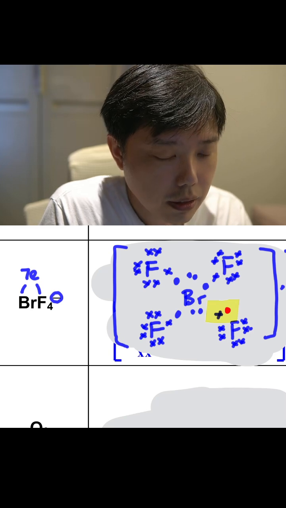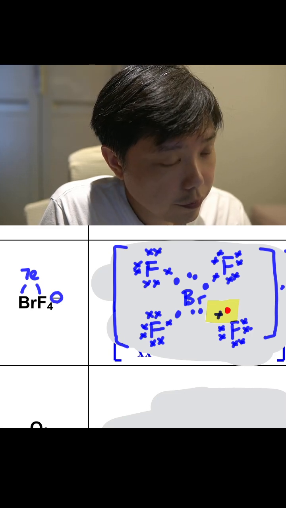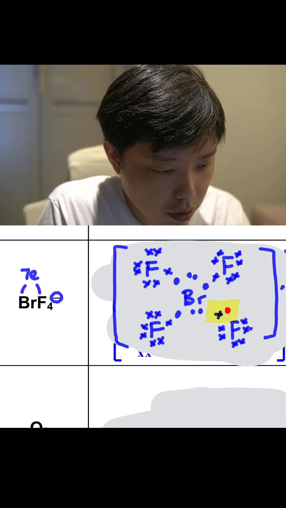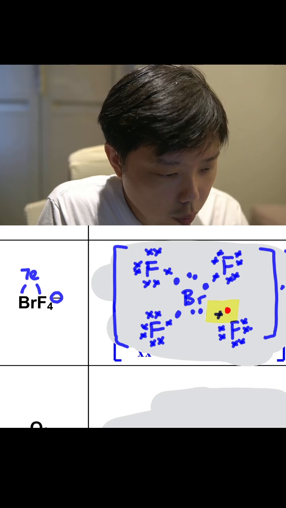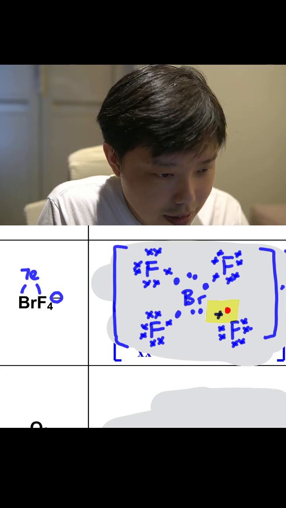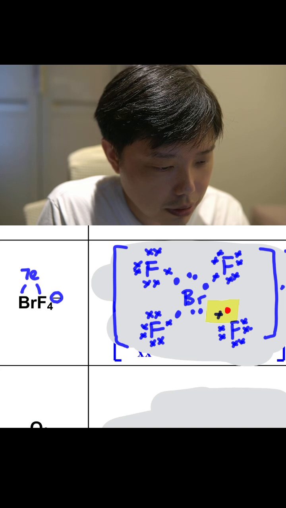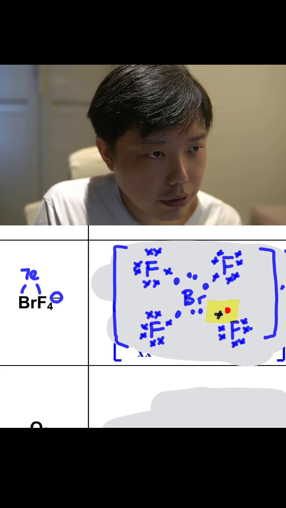Bromine being in the 4th period, it can expand its octet configuration, so it is okay for it to have 12 electrons. Alright, so it's okay for it to have 12 electrons.